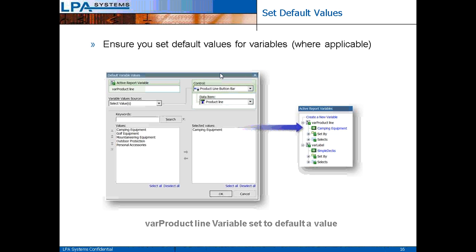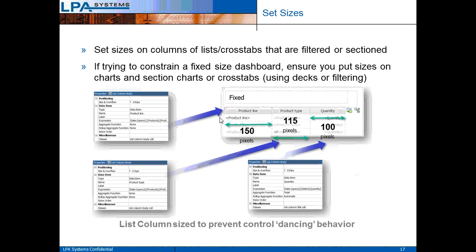Make sure when you're setting up your controls that you set default values. When an active report comes up, if there are no default values set for an active report variable, the report could show every column or could show no data depending on how the interactivity has been set up. So keep that in mind to make sure for a good user experience that you have a default value set when the report opens.